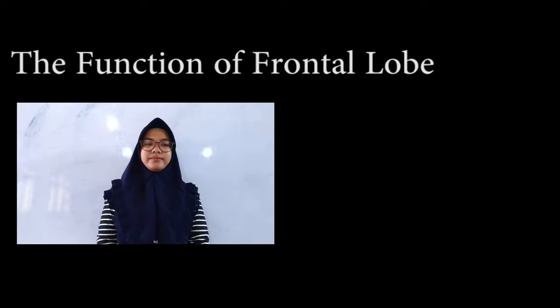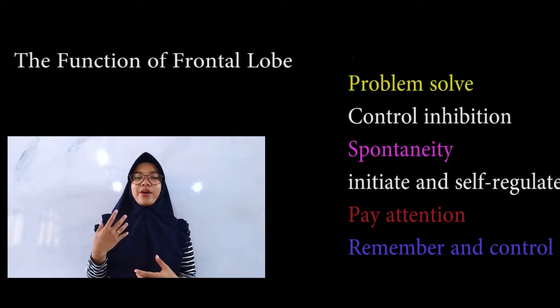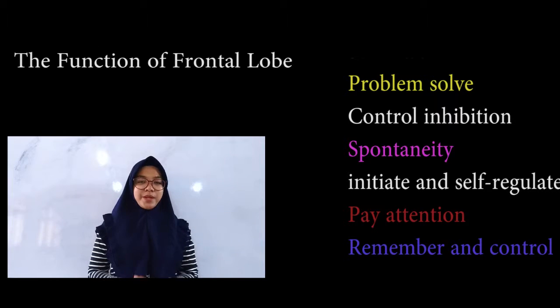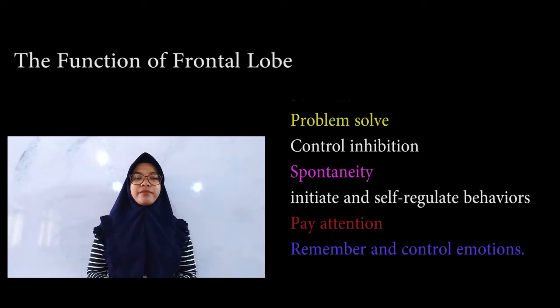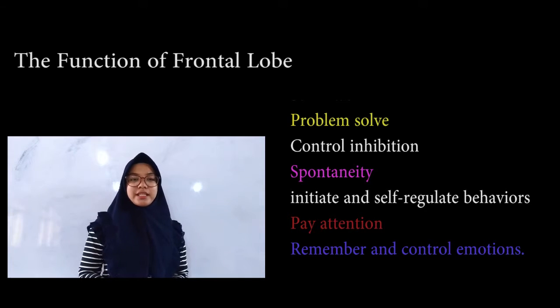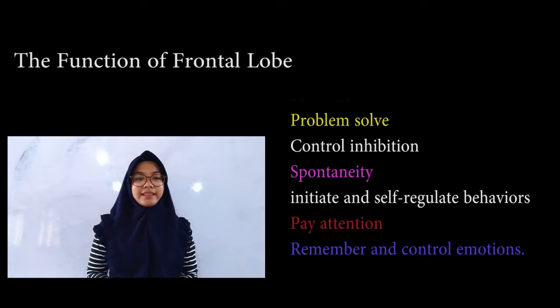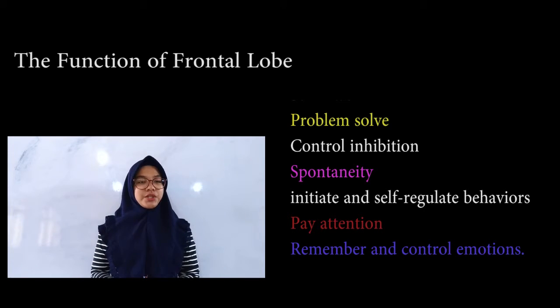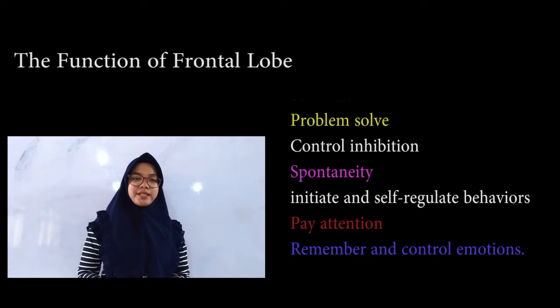First one, frontal lobe. The frontal lobe lies just beneath our forehead and is associated with our brain's ability to reason, organize, plan, speak, move, make facial expressions, perform serial tasks, problem solve, control inhibition, spontaneity, initiate, and self-regulate behaviors, pay attention, remember, and control emotions.